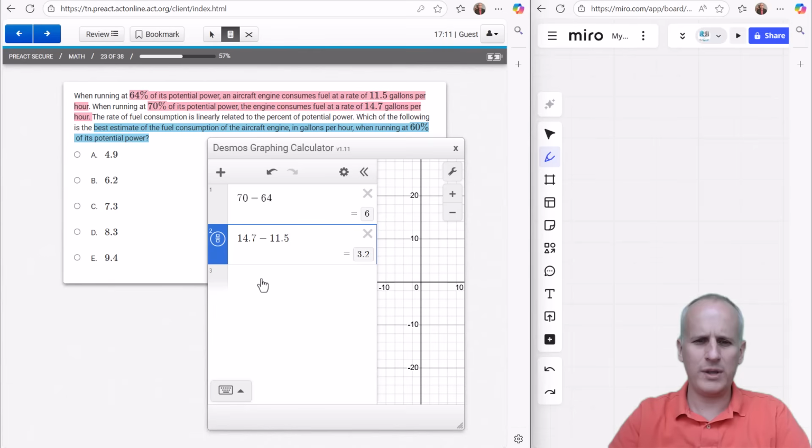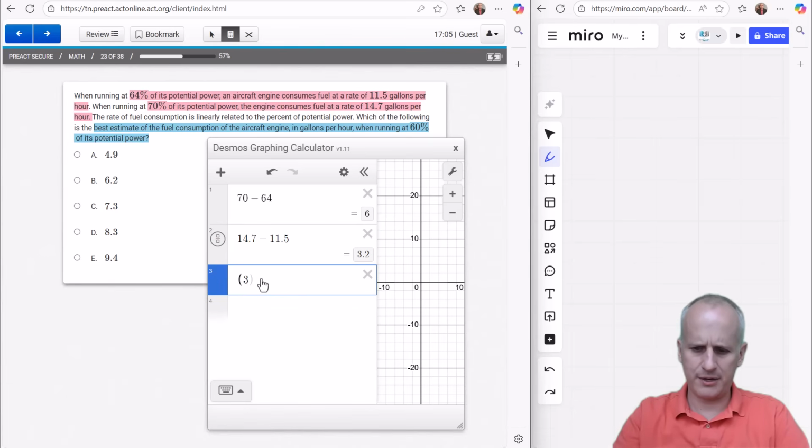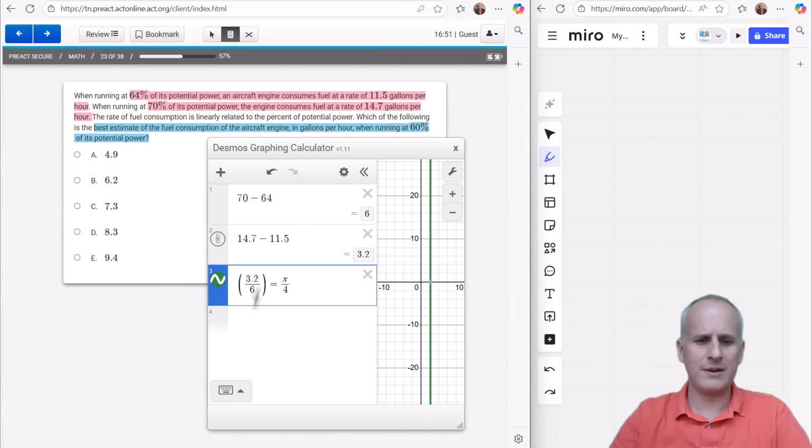So if we created a mental proportion, we know that 3.2 divided by 6 is going to be ultimately equal to whatever the decrease is going from 64 to 60, which is going to be 4. So we're going to just have x divided by 4.